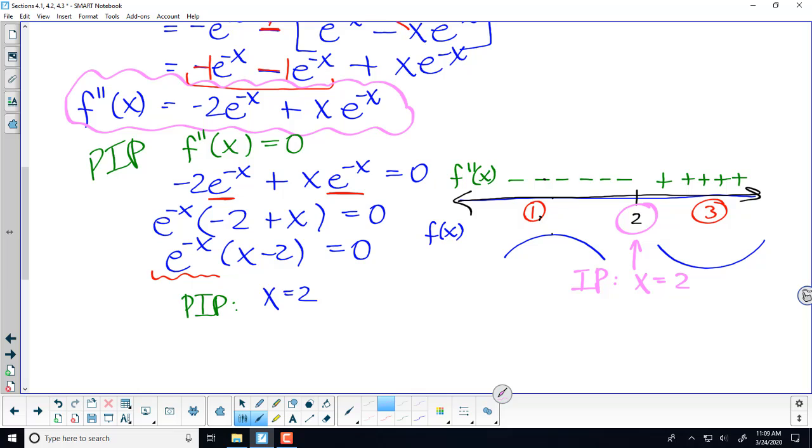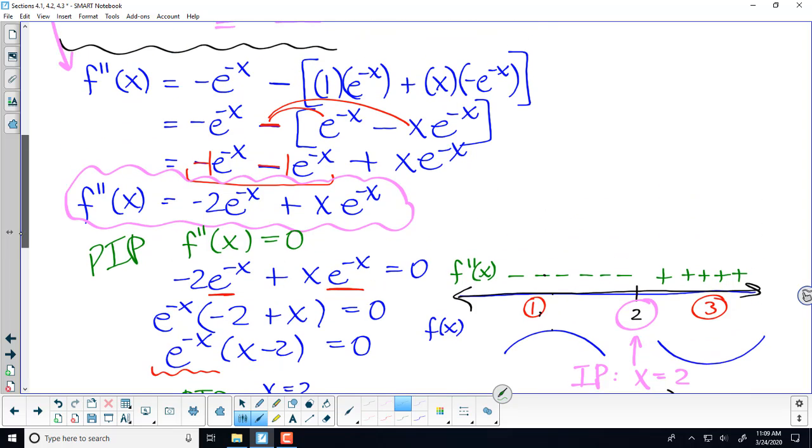We can then put those values into the function. So my inflection point is going to be at 2, f of 2, which is 2e to the negative second. So here's my inflection point. If you're going to use Desmos, turn this into a decimal if you want to check it. That's 0.27, by the way.